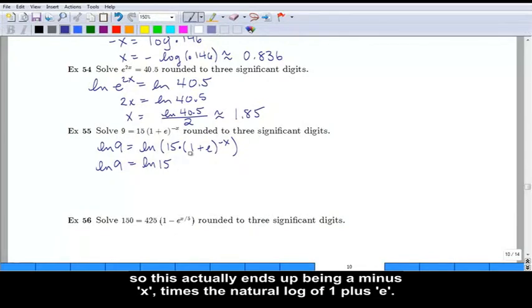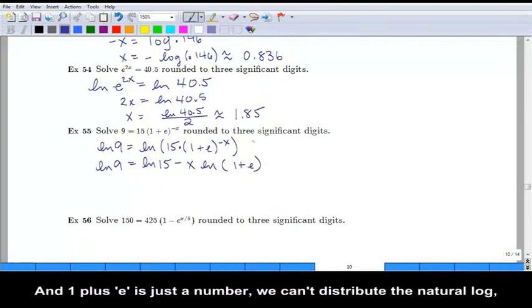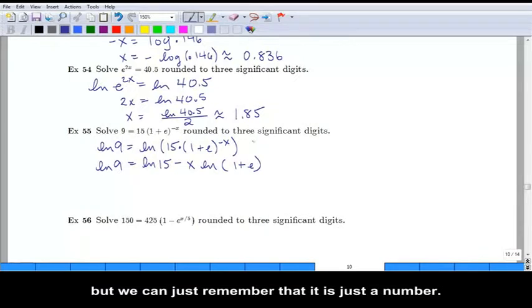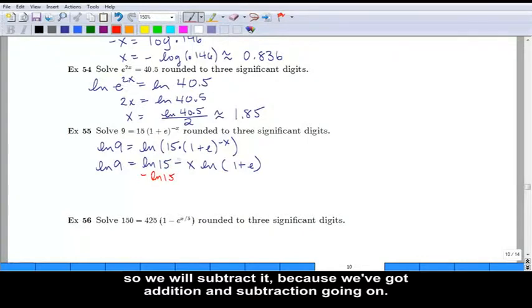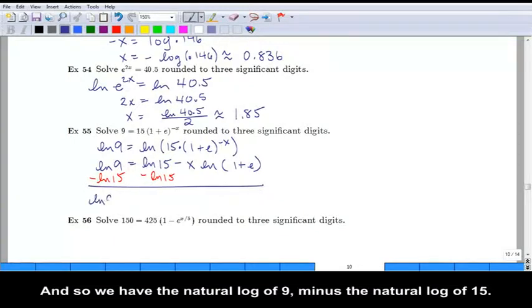So this actually ends up being a minus x times the natural log of 1 plus e, and 1 plus e is just a number. We can't distribute the natural log, but we can just remember that it is just a number. So now when we are trying to solve for x, we want to move this natural log of 15 over, so we will subtract it because we've got addition and subtraction going on. And so we have the natural log of 9 minus the natural log of 15.